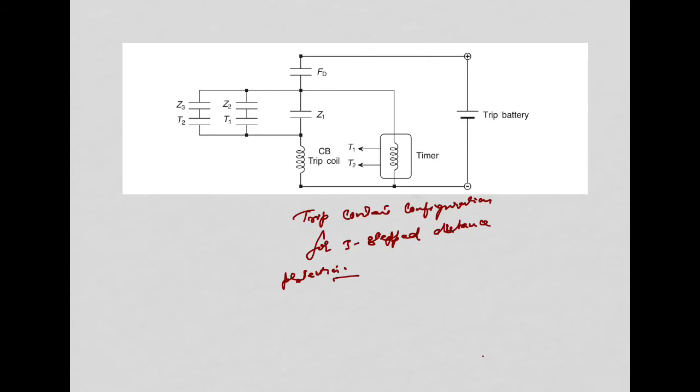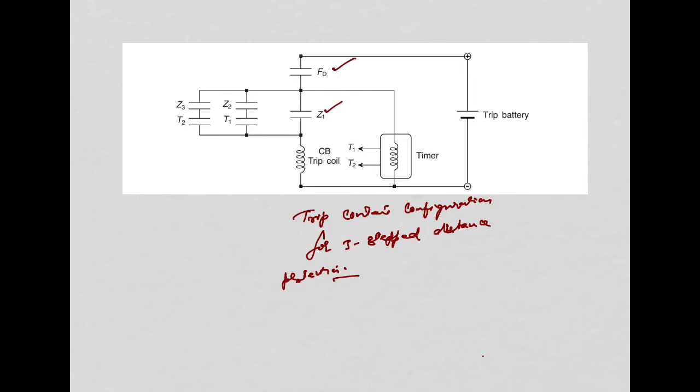So now we will discuss the trip contact configuration for this three-stepped distance protection. Here we have the trip contact circuit which implements the three-step distance protection scheme. The fault detector initiates the timer in case it detects the fault, and there are different contacts, as you will see. FD is the normally open contact of the fault detector. Then Z1 is the normally open contact of the step 1 measuring unit.